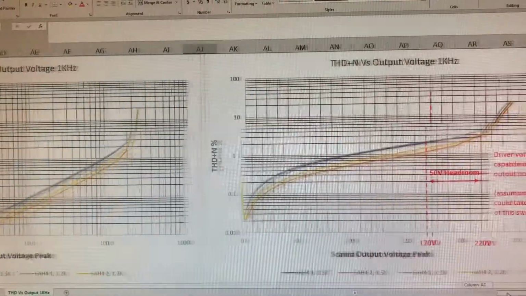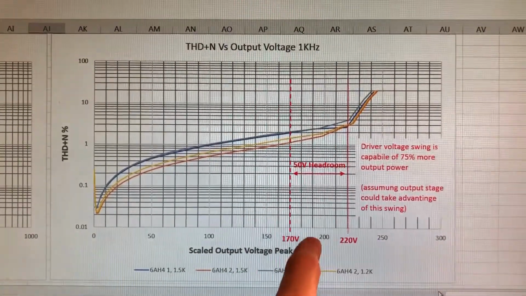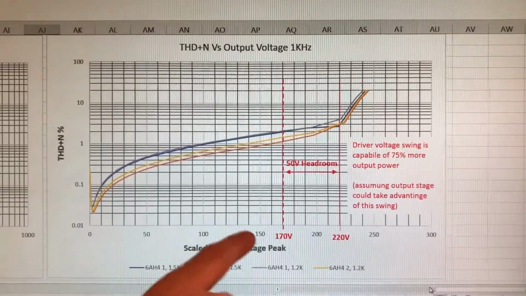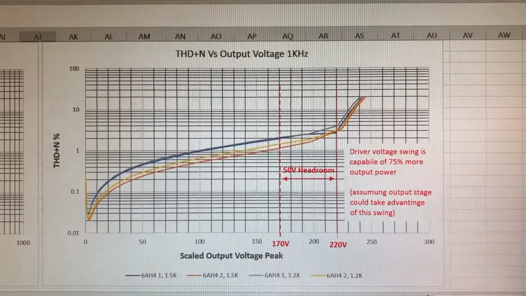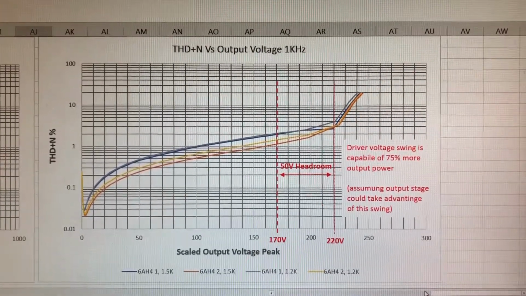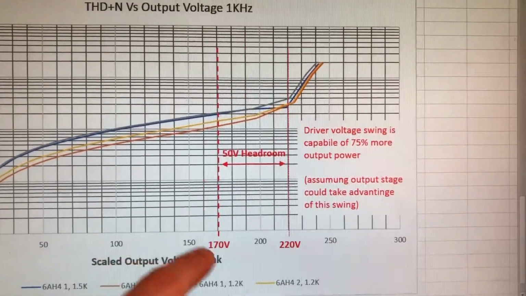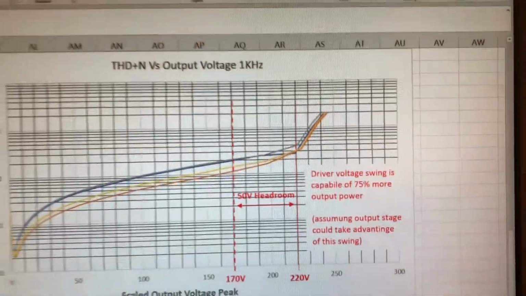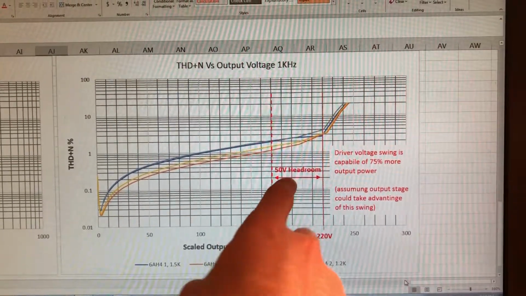If I look at that same data set, but instead of using a logarithmic scale, I use a linear scale, we can see how well the stage performs a little bit easier. And so actually I drew a line here at where our 170 volt peak output swing number is. And you can see we actually have approximately 50 volts of headroom to 220 volts peak before any of these operating points or tubes start to clip. So we've got massive headroom.